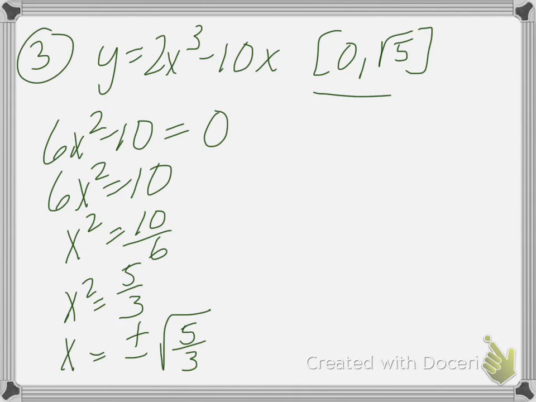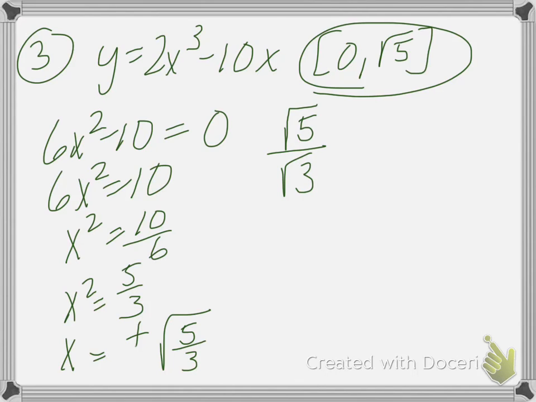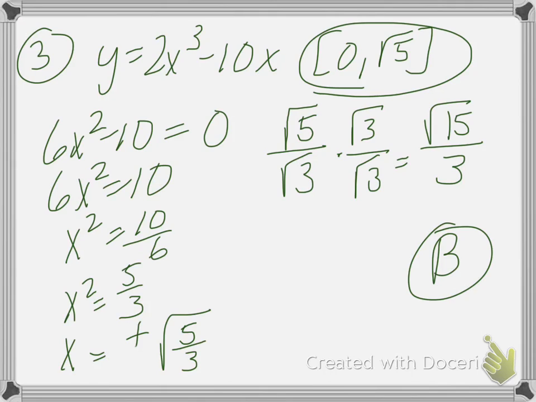So first of all, the interval says it's only going to be positive numbers, so I know that it's definitely not going to be negative, so I'm going to take that out. And so when I look at these choices, it looks like radical 5 over 3 is not a choice. Just going to rewrite it like this. But if we rationalize that denominator, we get that, and that is choice B.